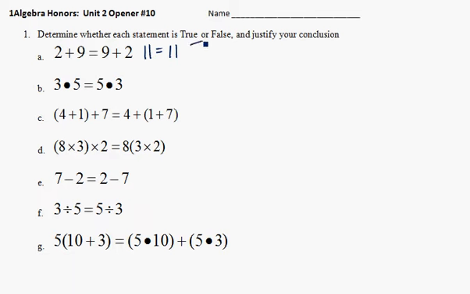11 equals 11. What we did was we just took the 2 and the 9 and we moved them around. We changed the order. And this is called the commutative property. Commute means to move. So all I'm doing is I'm moving around my numbers. The operation that we were using was addition. So this is true based on the commutative property of addition.